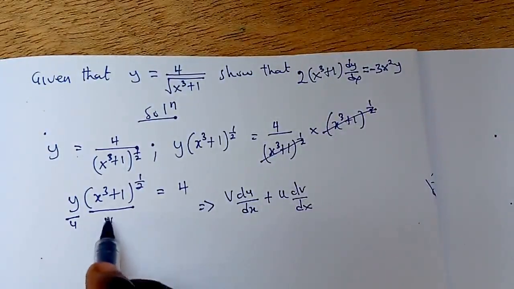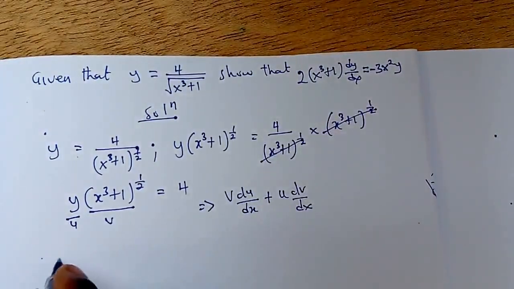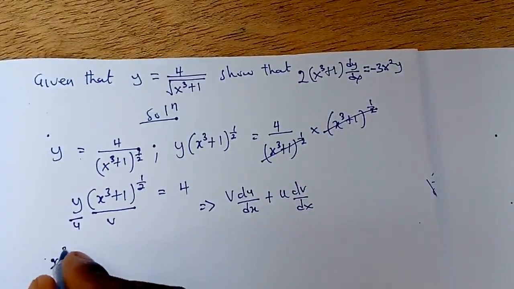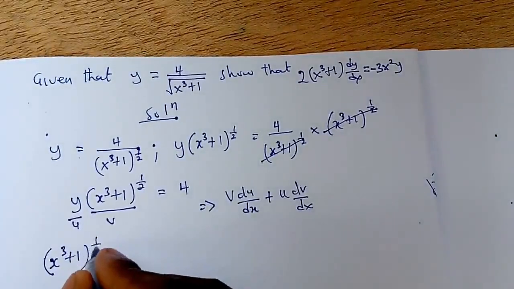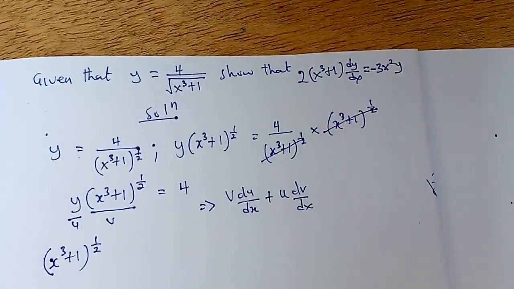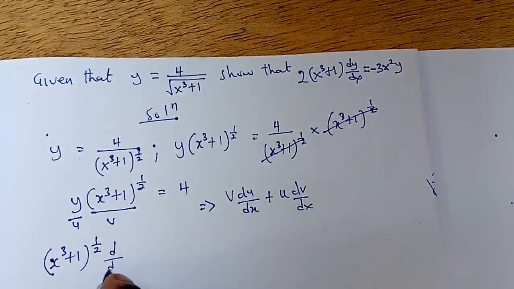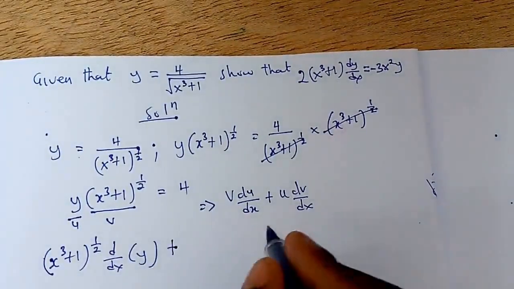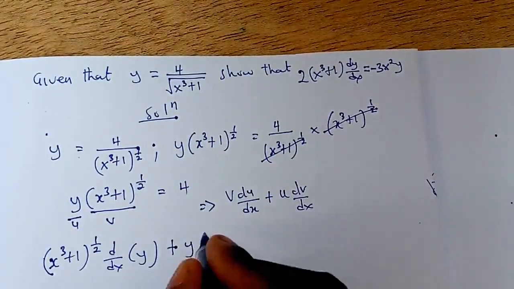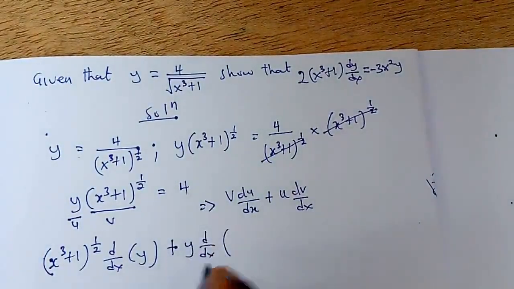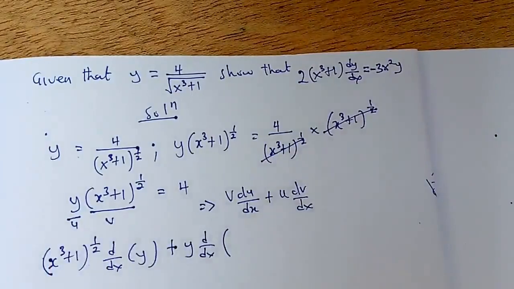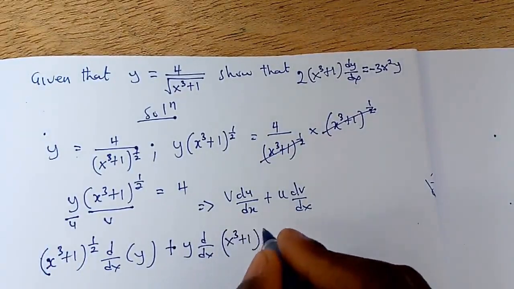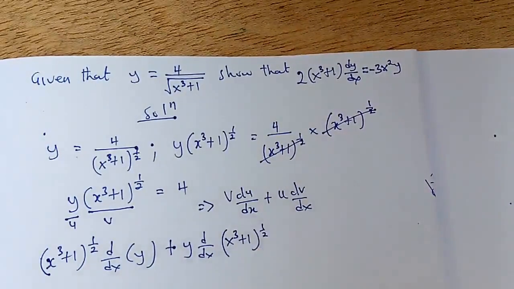So if this one is our v, what can we do here? Let's write our v here, which is x squared plus 1 with its exponent. We're not doing anything to it, and let's find the derivative of the u. So now plus, what is our u? Our u is y, write it here, and then let's find the derivative of the one in the bracket, which is x squared plus 1 raised to the power half here.